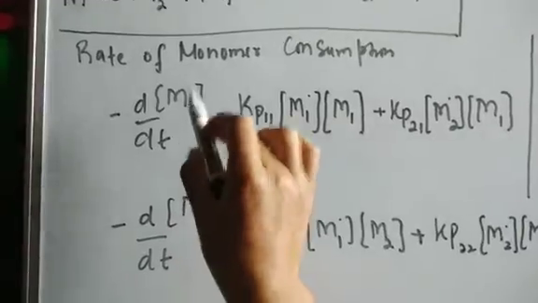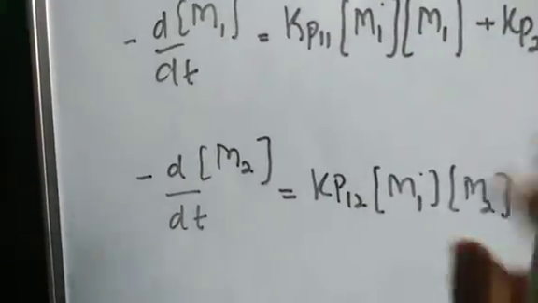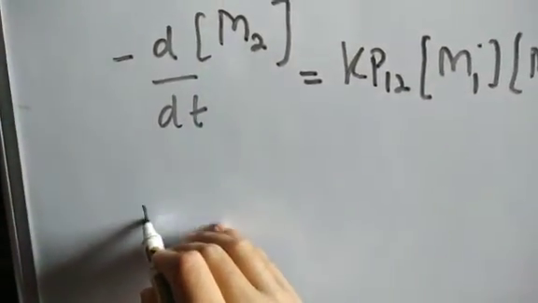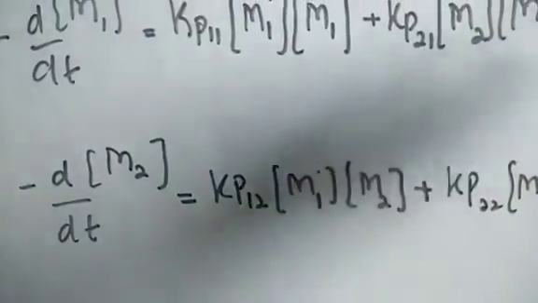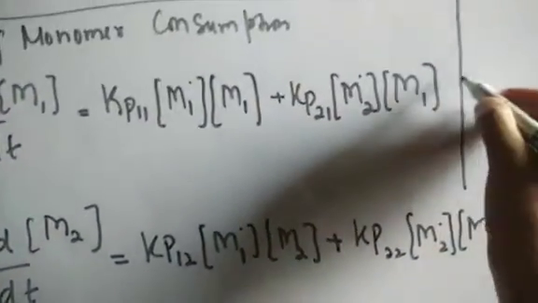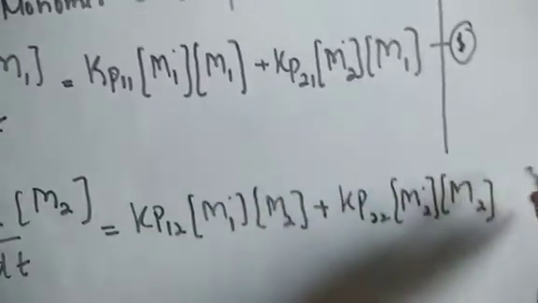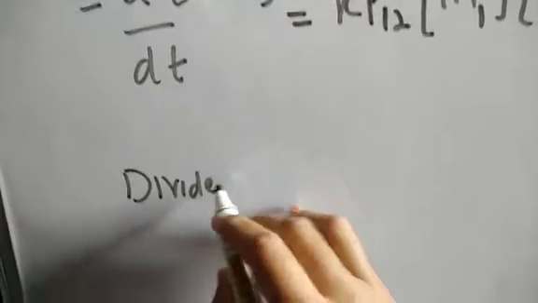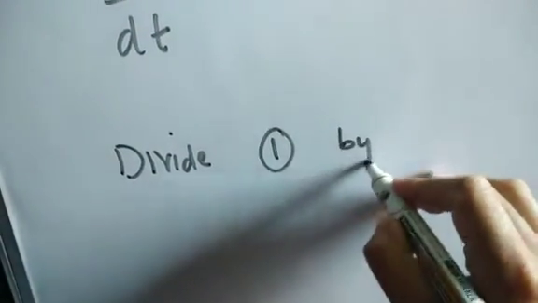The rate of monomer consumption of M1 and the rate of monomer consumption of M2 are given by these relationships. Now after that, we'll divide them. Let us label them 1 and 2. So divide 1 by 2.